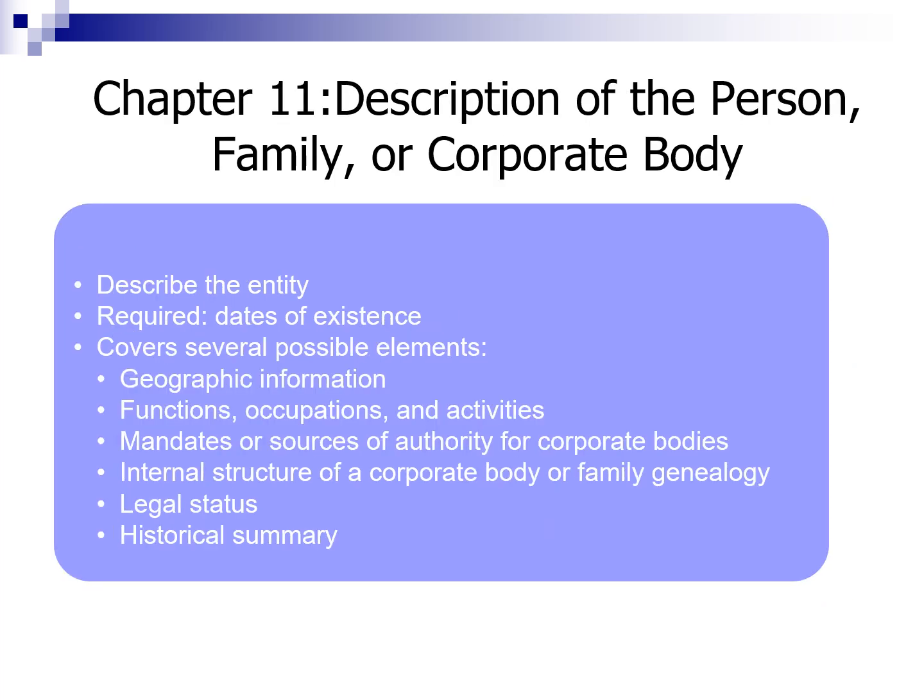Chapter 11, Description of the Person, Family, or Corporate Body, guides us as we provide description of the entity. Dates of existence are the only requirements, but the chapter covers other possibilities, including geographic information, legal status, functions, occupations, and activities, and the historical summary, just to name a few. The historical summary can be duplicated content from a finding aid.